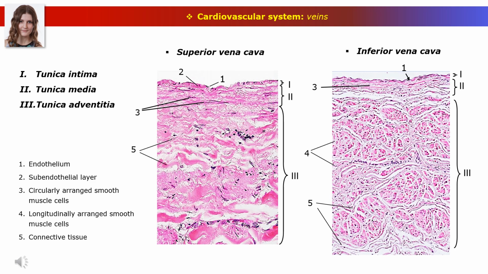For example, the superior vena cava, brachiocephalic and jugular veins are muscular veins with a weak development of smooth muscle tissue. In the tunica media of such veins there is a thin layer of circularly oriented smooth muscle cells, and in the tunica externa there are powerful bundles of collagen fibers. The inferior vena cava is a vein with a strong development of muscle tissue. In addition to the circularly oriented smooth muscle cells in the tunica media, powerful bundles of longitudinally oriented smooth muscle cells lie in the tunica externa of this vein.